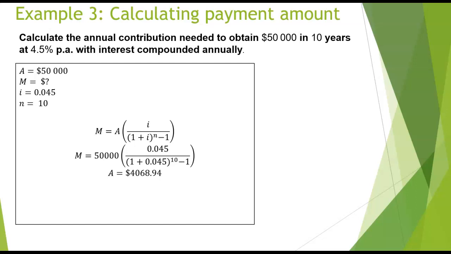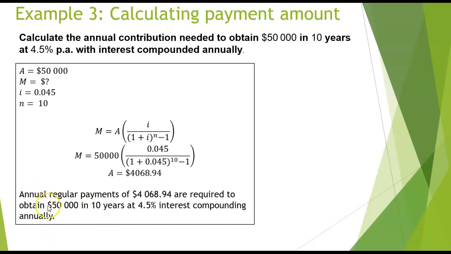So there we are. $4,068.94. So a regular payment of $4,068.94 is required to obtain $50,000 in 10 years' time at 4.5% compounding annually.